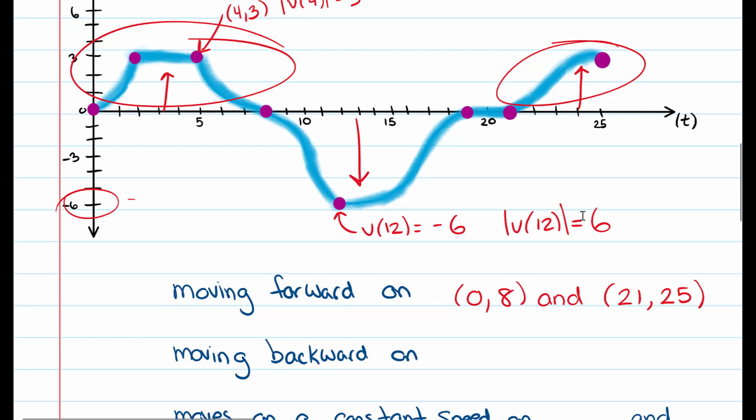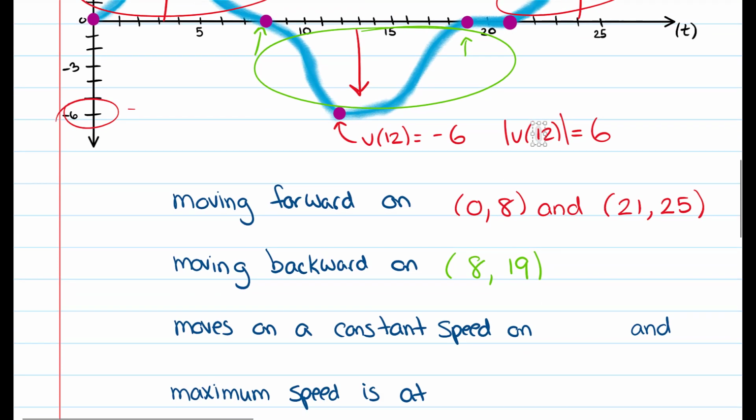We're moving backwards wherever your velocity is negative. So that's all of these values. So we're moving backwards from, that looks about 8, until we get to 19. So we're moving backwards from 8 to 19.